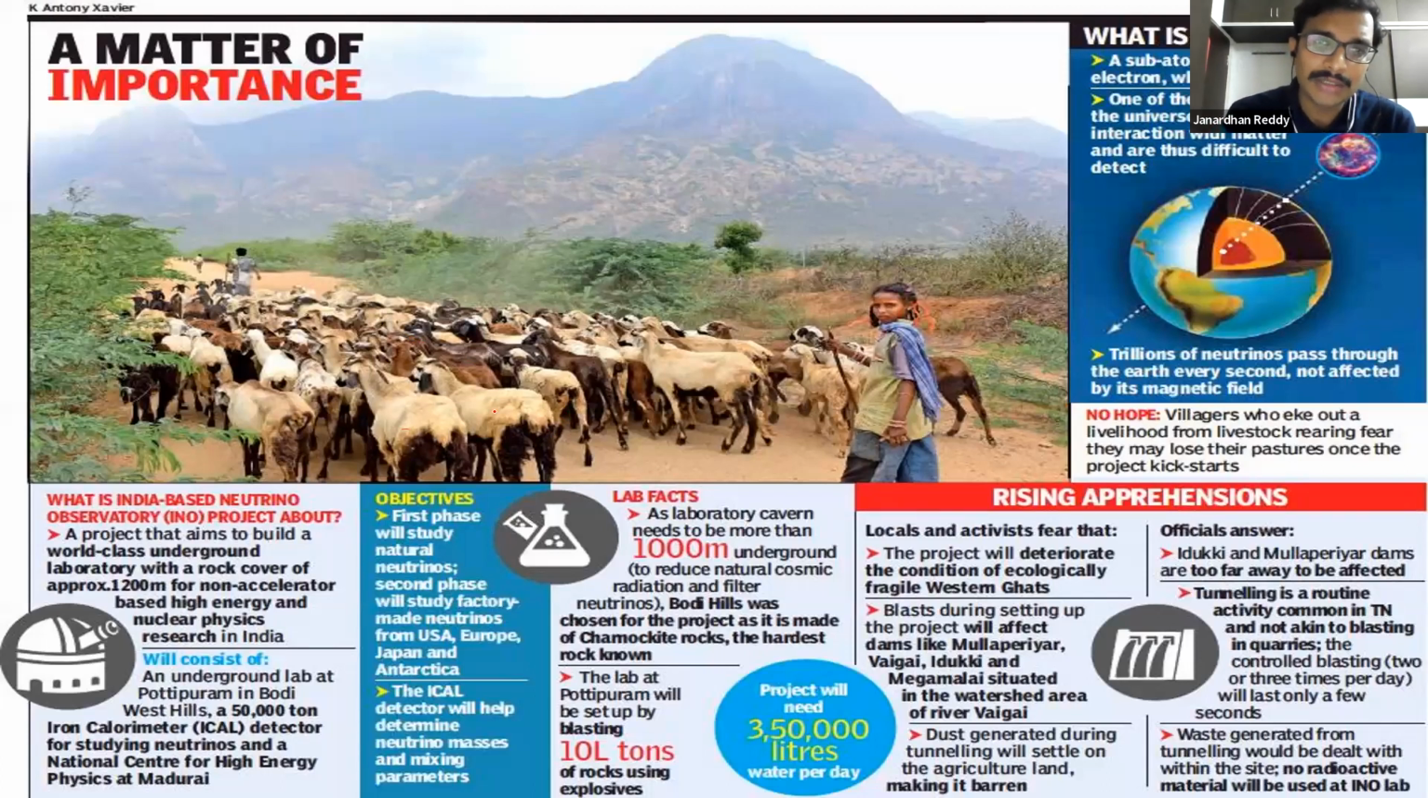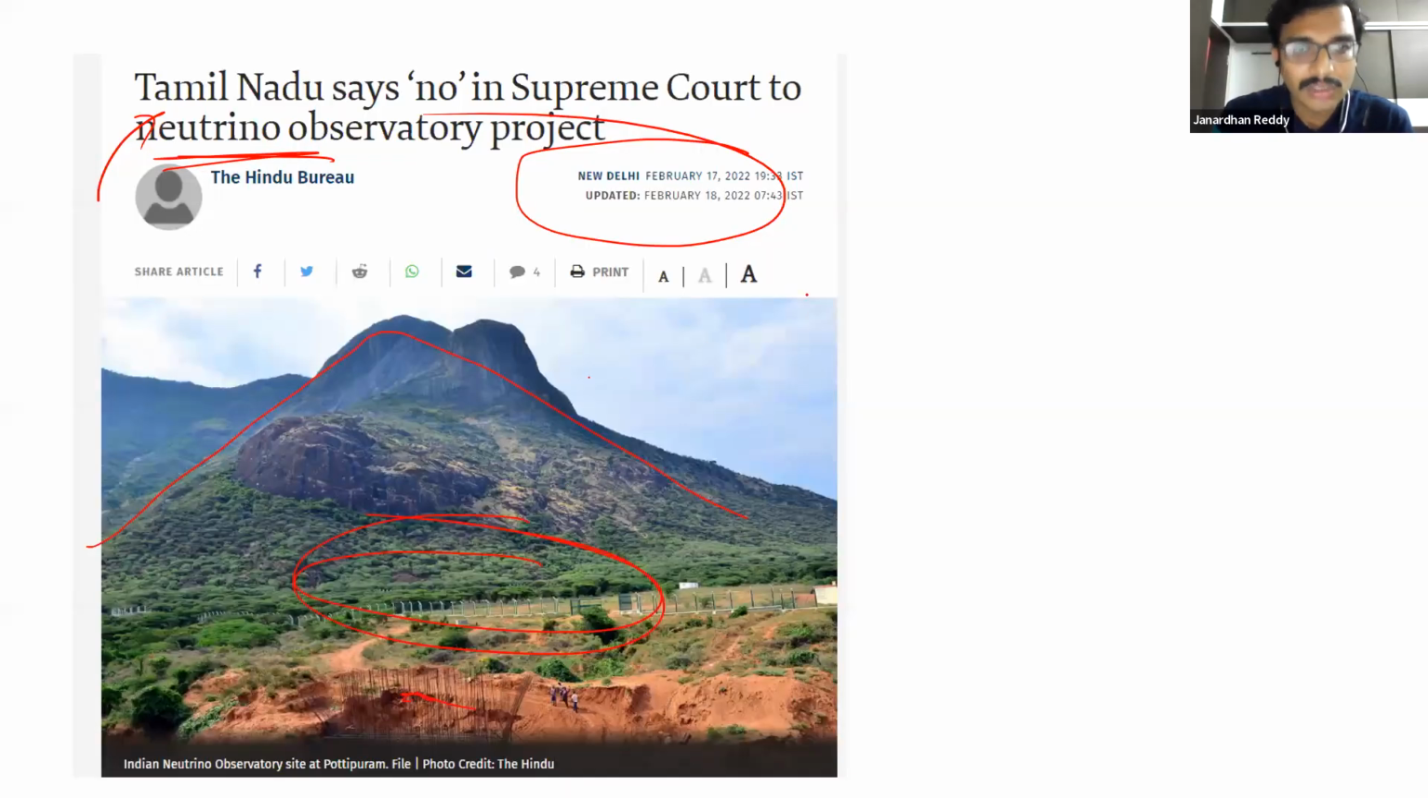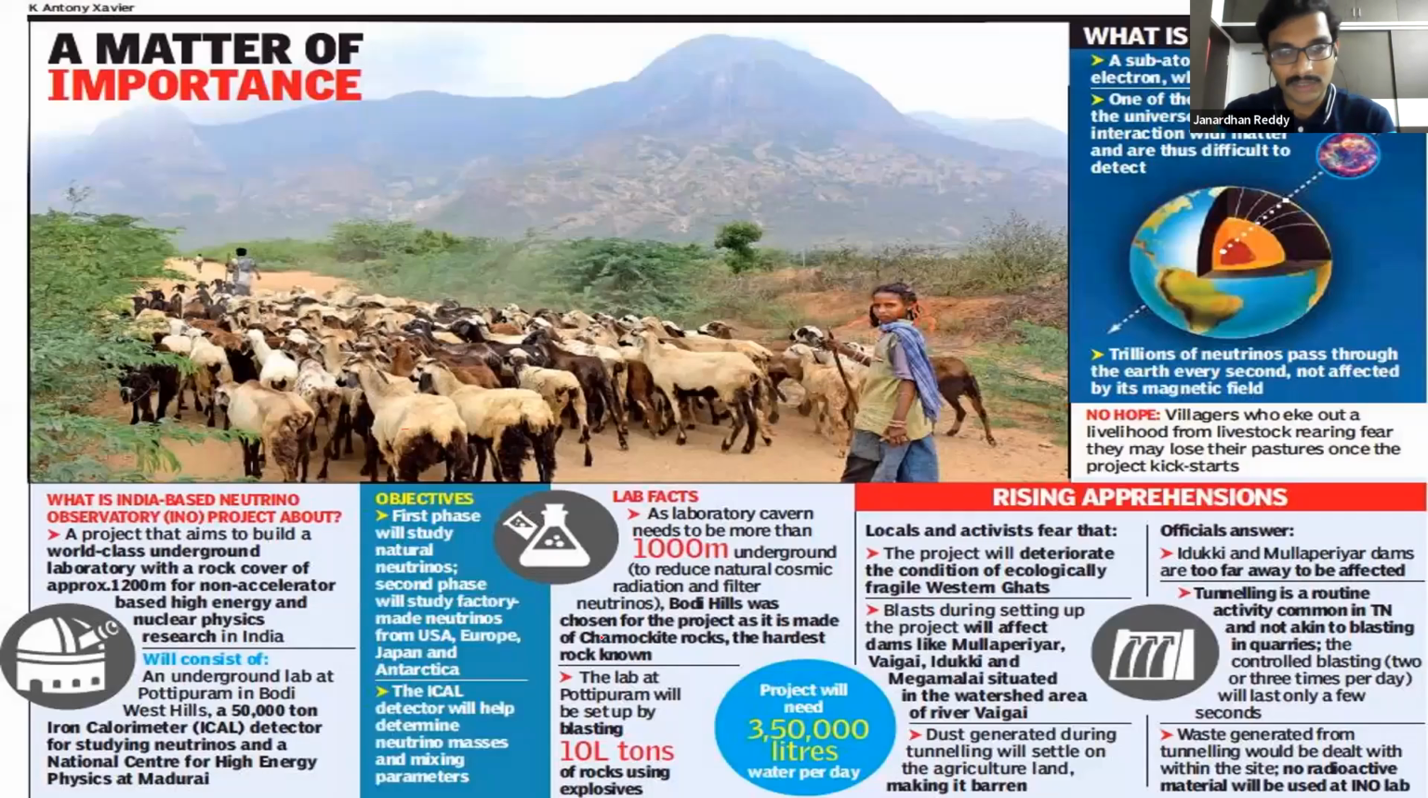There are two or three important points. Why did we choose only this location in Tamil Nadu? Why that particular hill, when there are many hills in the country? Very interestingly, the Bodi Hills in Theni district are made up of charnockite rocks. These are among the hardest rocks known. Only neutrinos can penetrate them; other particles can't. That is the reason we chose that location. That is point number 1. Point number 2 is that the observatory will have an iron calorimeter to conduct our experiments.